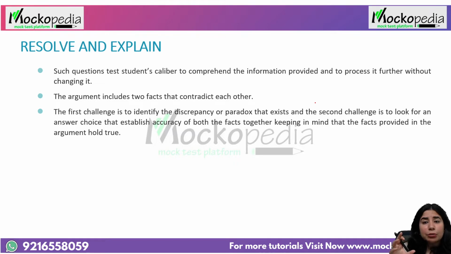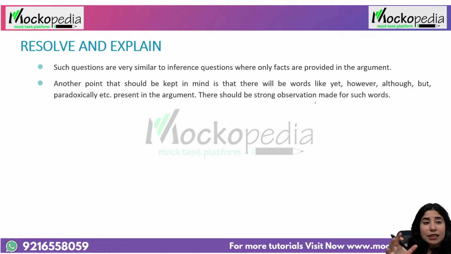The first important thing you need to keep in mind is that your idea to understand the paradox should be very clear. Without understanding the discrepancy, you will not be able to reach an answer choice. The next thing to keep in mind is that these questions are similar in approach to inference questions, where there are just facts stated. So there is no conclusion and premise. You have just the facts. And always be careful, like I previously mentioned, to observe the negative transition words, because they will play an important role in cracking the question.